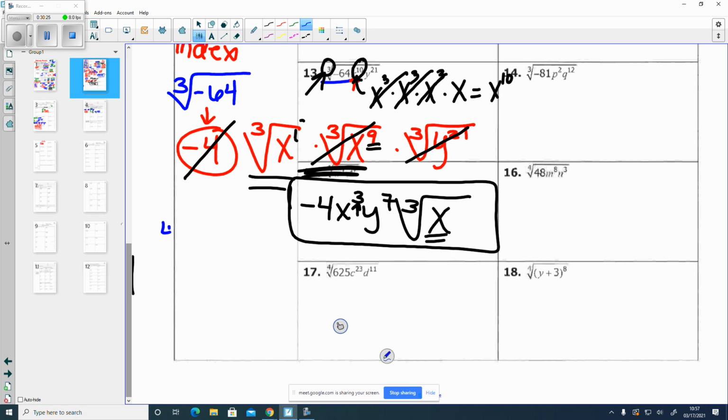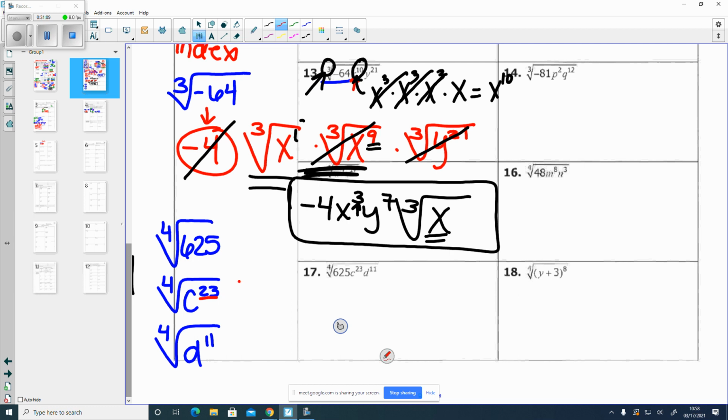We can say the fourth root of 625, and the fourth root of c to the 23rd, and the fourth root of d to the 11th. Okay? Now, in order for the exponents to work, they have to be multiples of the index of 4. So what is the closest multiple of 4 to 23? 4, 8, 12, 16, 20, right? So 20 is the closest.